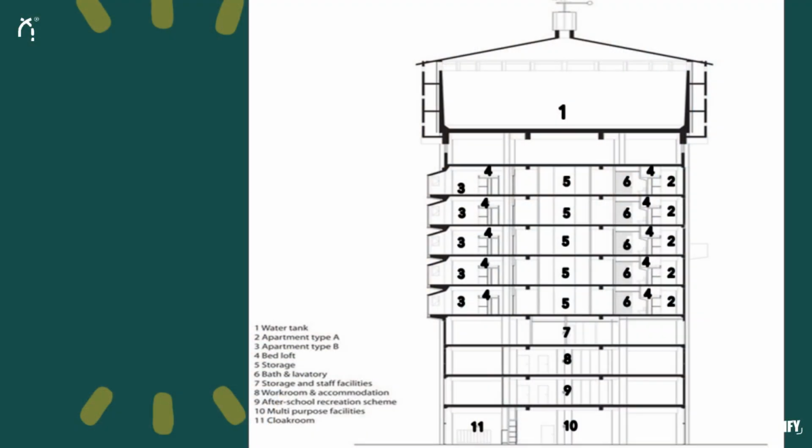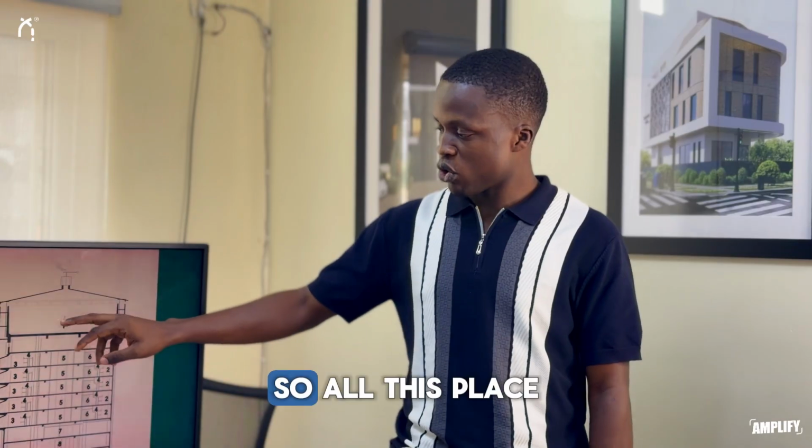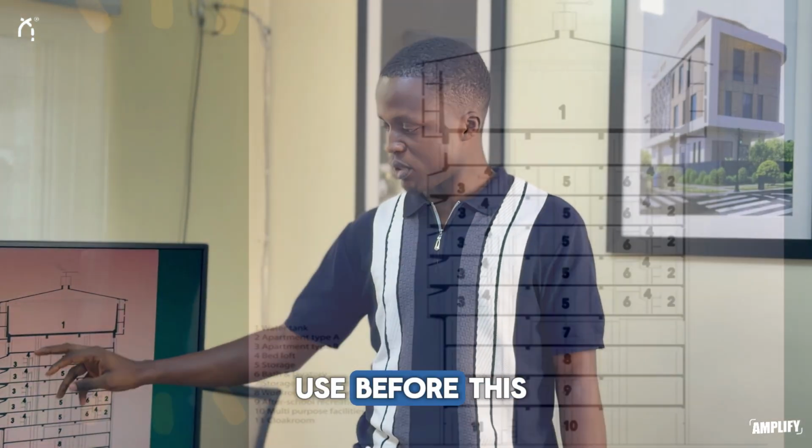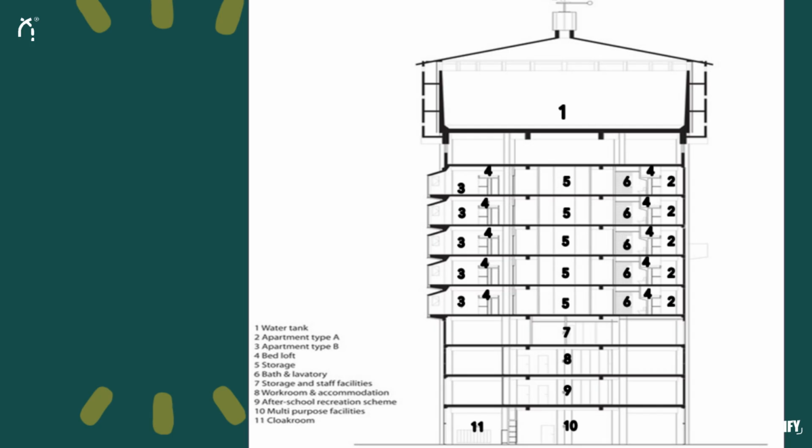And this is a section showing the different compartments of the building. Initially, this is the main tower, the main water tower, where the water is stored. So all these places, they were of no use before. This number 1 is the water tank. Number 2 and number 3 are different types of apartments. Then number 4, the apartment building. Then number 5 are storage areas. Number 7, still storage areas and facilities. Number 8, workroom and accommodations. Then number 9, after school recreation scheme, multipurpose facilities, number 10, and 11 is cloakroom.